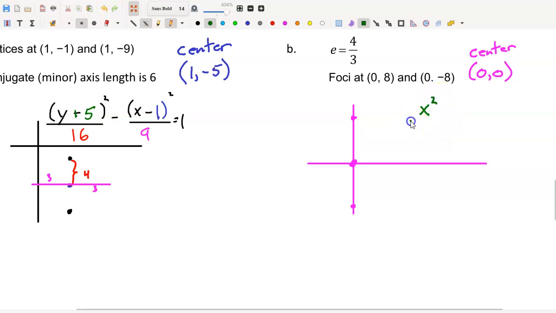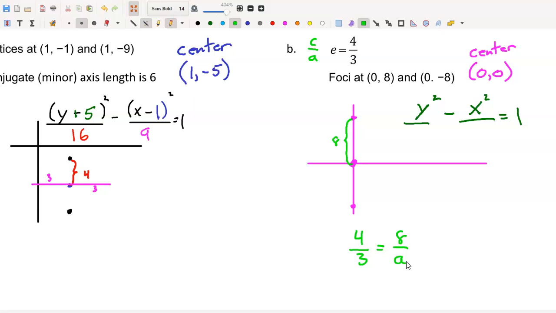So we have y squared minus x squared. It's opening up and down. That equals 1. And we have to use the eccentricity because we have the value of C. So remember, the distance from the center to the foci, which is 8, that's the C value. So like we did with the elliptical problems, this is equal to C over A, so you can set up a proportion. So 4 over 3, and then 8 is C. 8 will go on top, and you can solve for A.